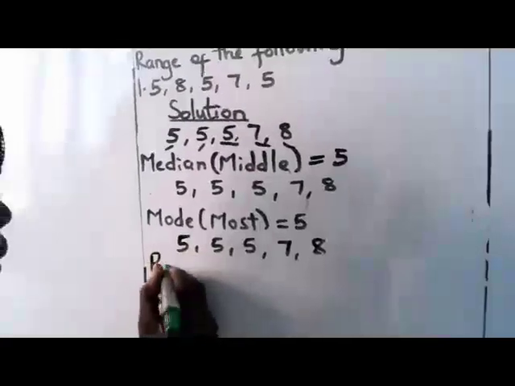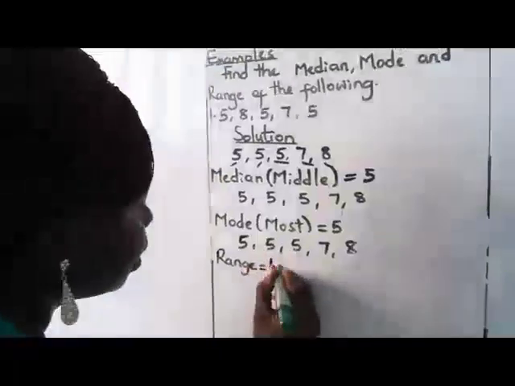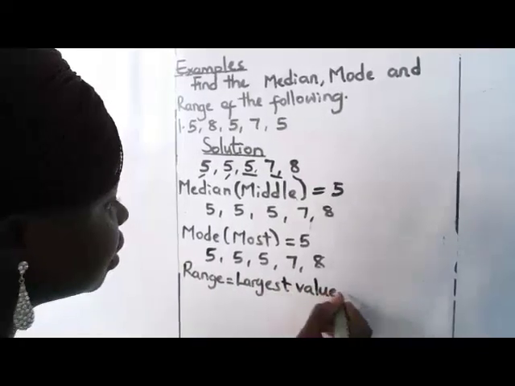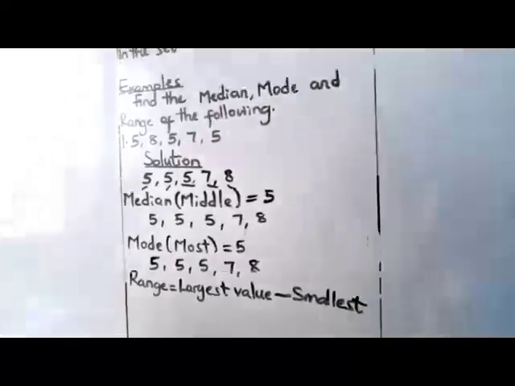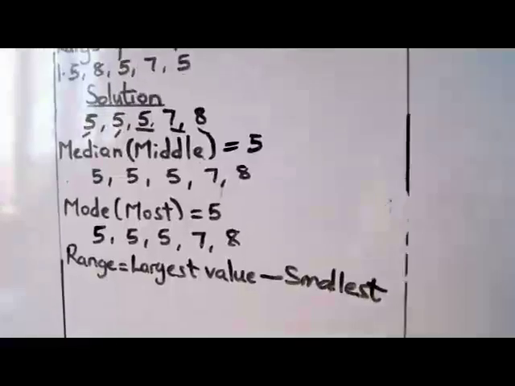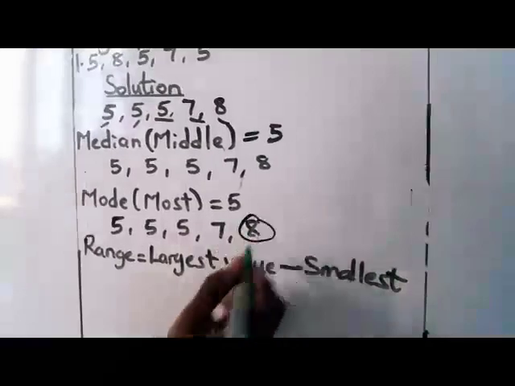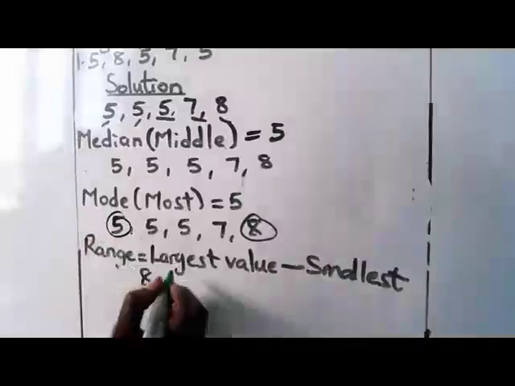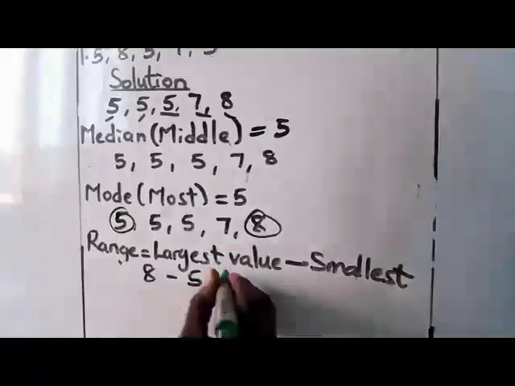Range is largest minus smallest. Largest value minus the smallest value. Good. So what is the largest value here, class? 8. 8 is my largest value. What is the smallest value? 5. Now let us subtract. What do we have? 8 minus 5 gives 3.